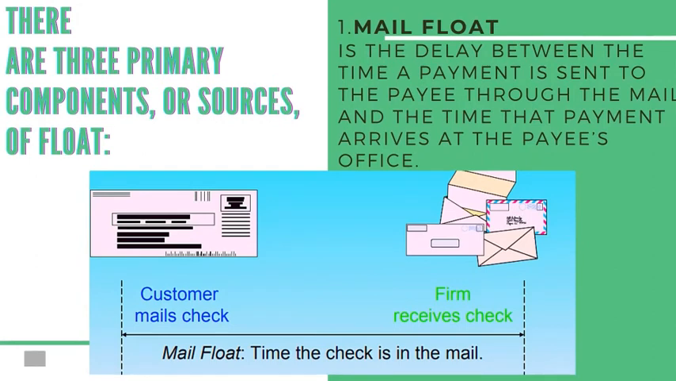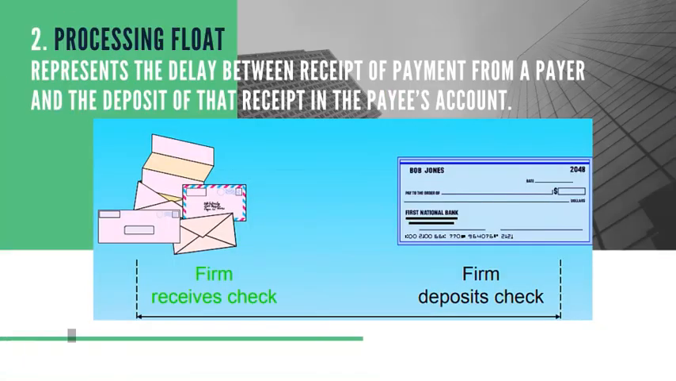A firm's cash balance, as shown on the bank's books, generally differs from that shown on the firm's own books. There are three primary components or sources of float. First is the mail float. It is the delay between the time a payment is sent to the payee through the mail and the time that the payment arrives at the payee's office.